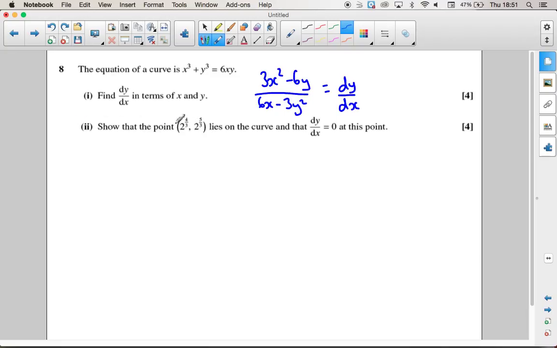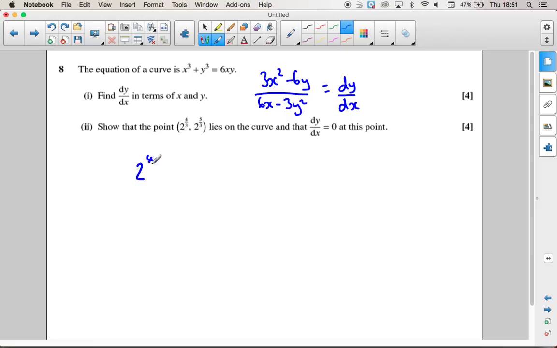Part 2 wants us to show that (2^(4/3), 2^(5/3)) lies on the curve. So we just need to show that if we substitute those 2 coordinates in for x and for y, the left-hand side will equal the right-hand side. So that's the first job.